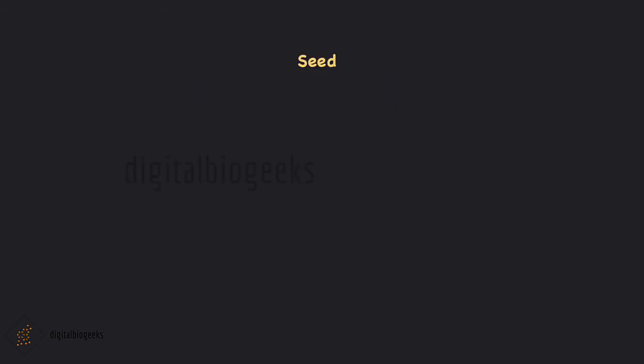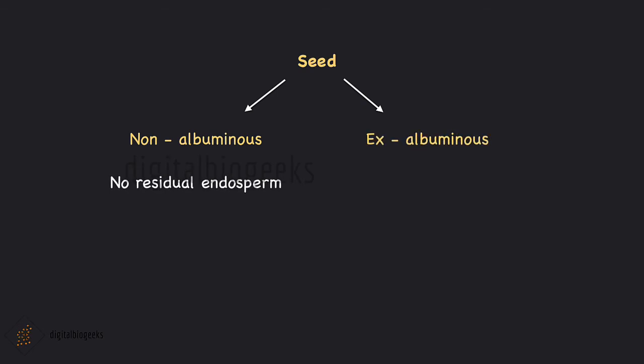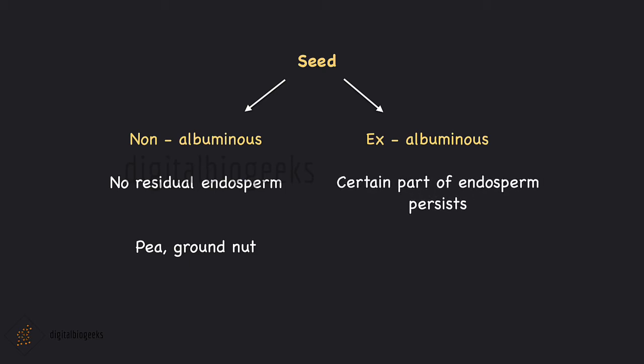Based on the presence of endosperm in seed, we can divide seeds into two, non-albuminous and ex-albuminous seeds. In non-albuminous seeds, no residual endosperm is present as it is completely used by embryo. Example, in pea and groundnut. In ex-albuminous seeds, a certain part of endosperm is still present in the seed. As we already saw, coconut is an example of ex-albuminous seeds and another is castor.